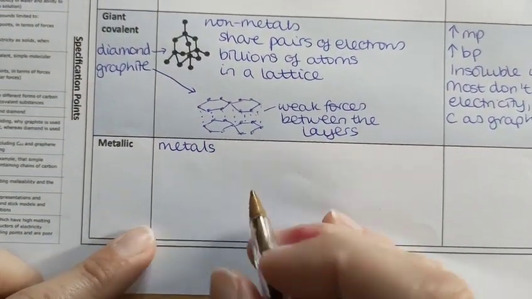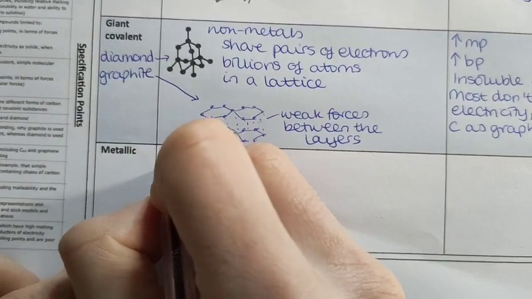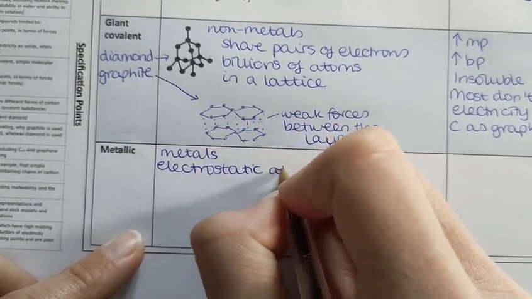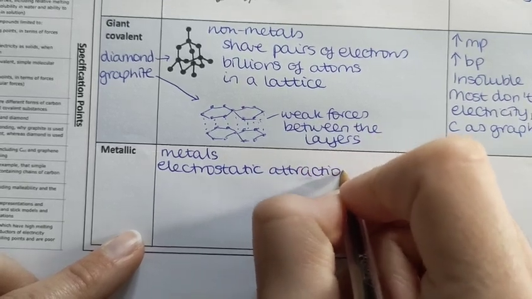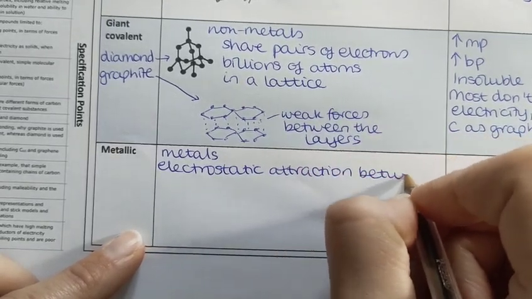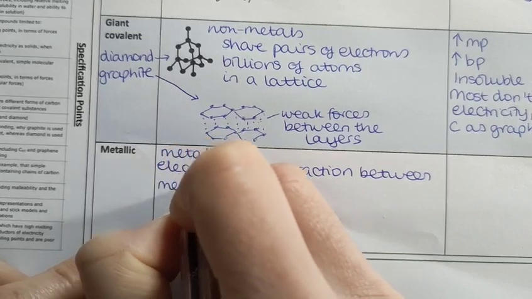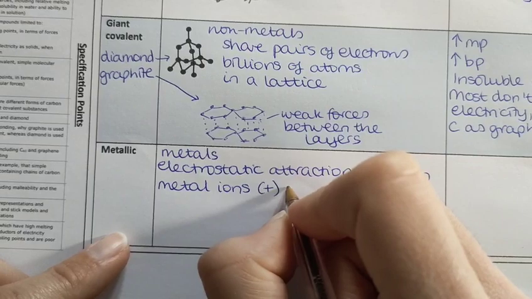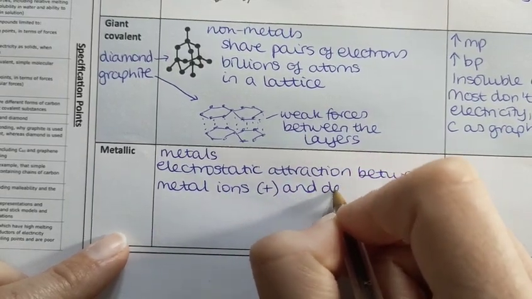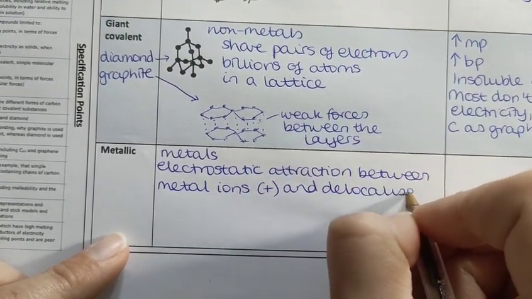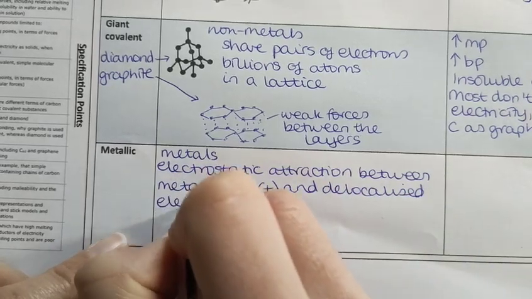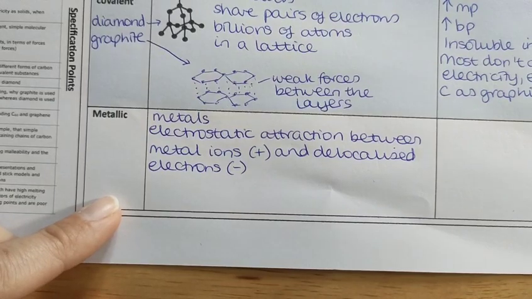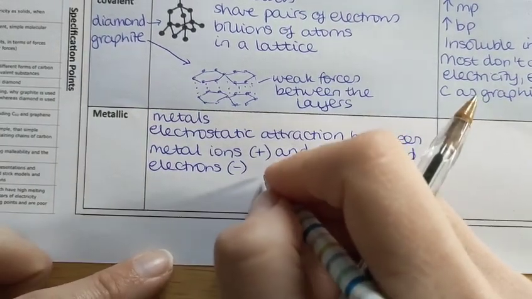Okay, there we go. And then metallic bonding is the last one. That's between metals. So you have electrostatic attraction between the metal ions, which are positive because they lose electrons, and the delocalized electrons, which are negative. And we can show this by a little diagram that looks a bit like this.